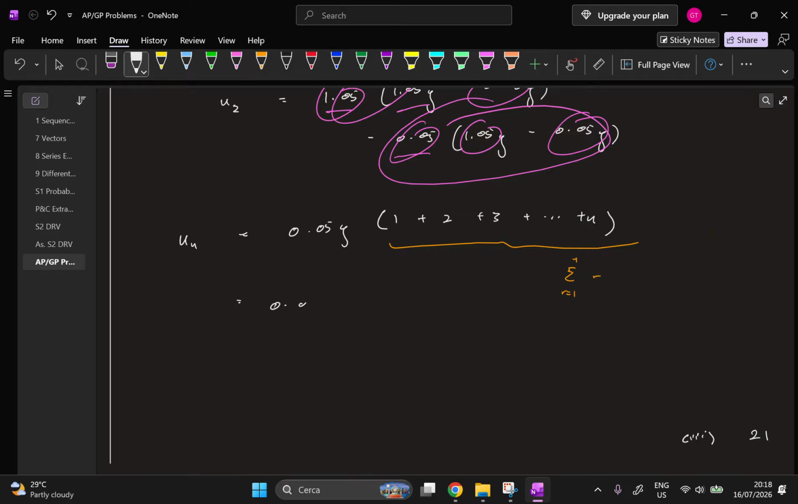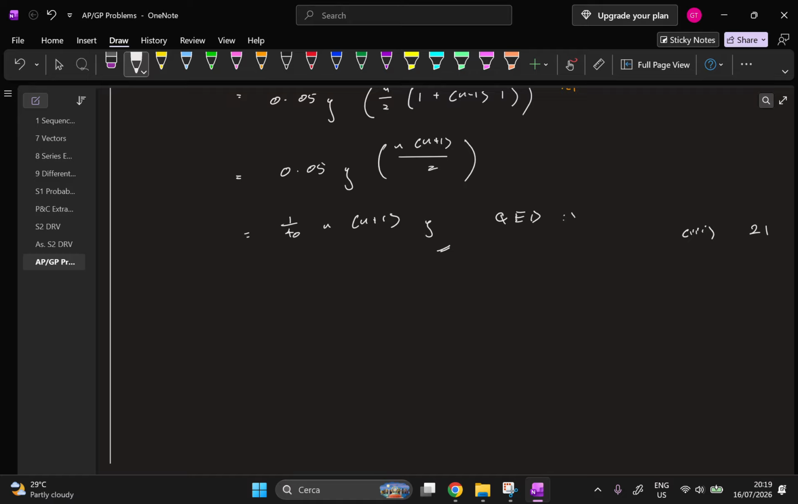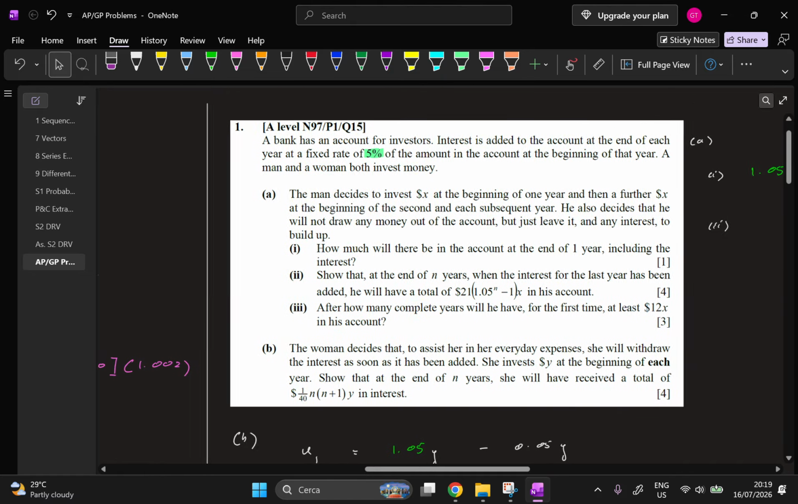So the sum of an arithmetic progression is going to be n over 2 times 2a plus n minus 1 d. Which is to say a plus n minus 1 d like that. And that simplifies to what they want to see, which is 1 over 40 n plus 1 y. Quite easily done.